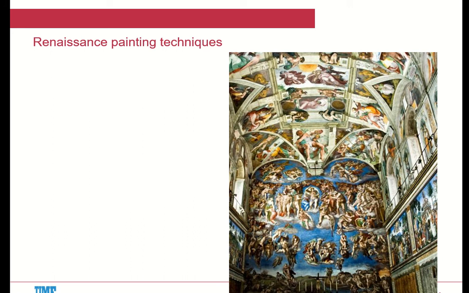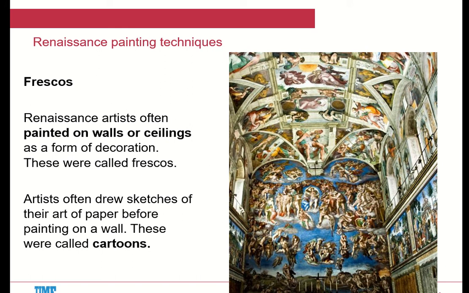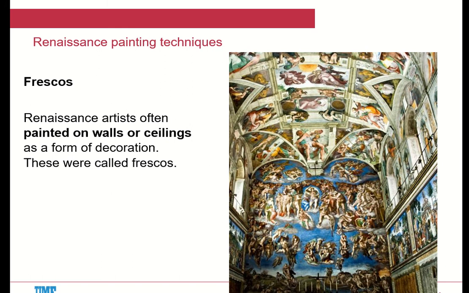The Sistine Chapel is an example of a fresco, and a fresco is essentially a painting that has been painted onto a wall. Renaissance artists often painted on walls or ceilings, and again, it was a form of decoration. They painted these onto walls or ceilings.